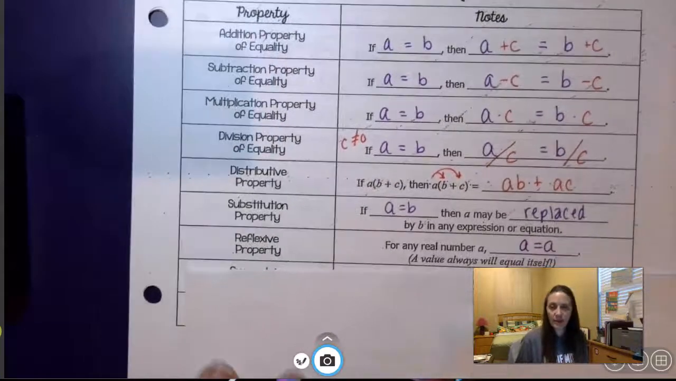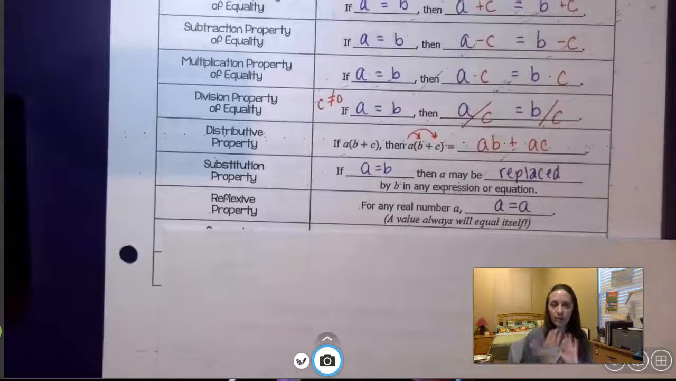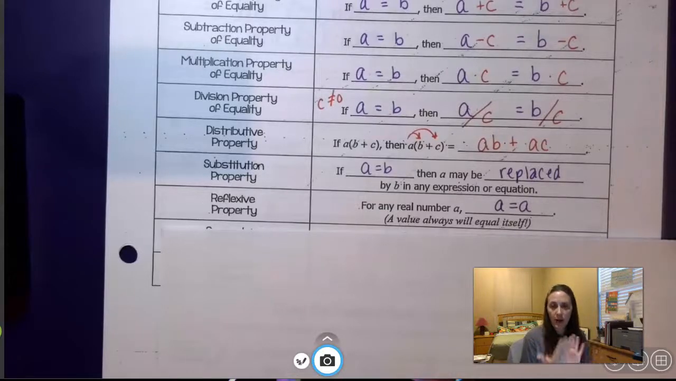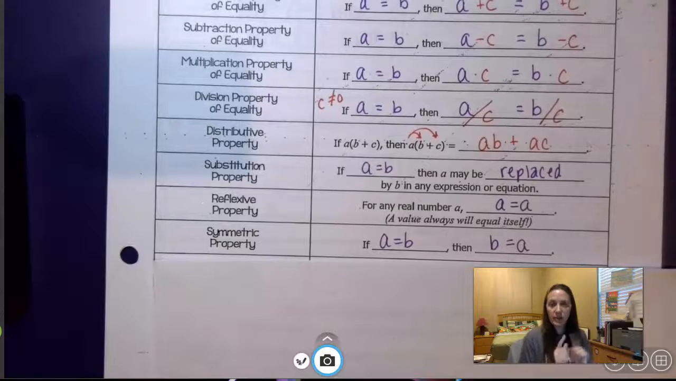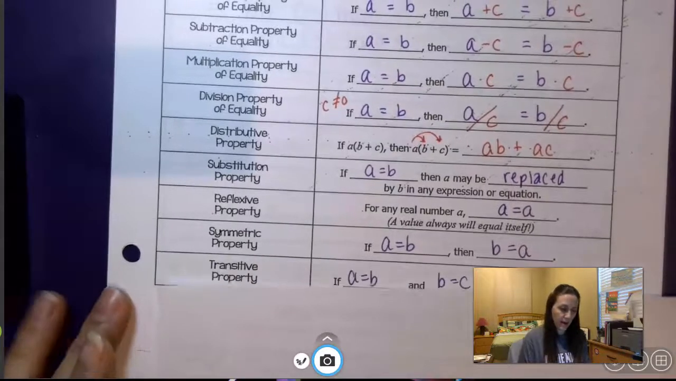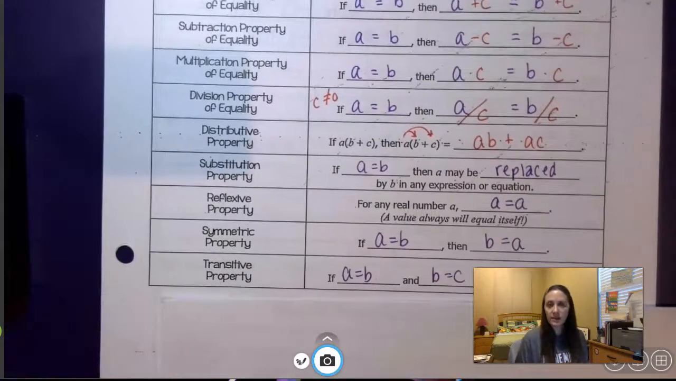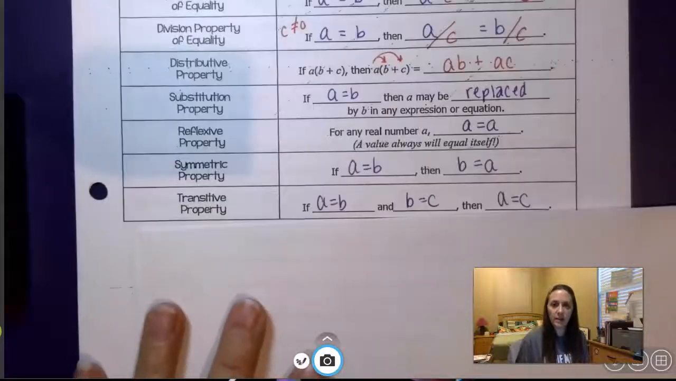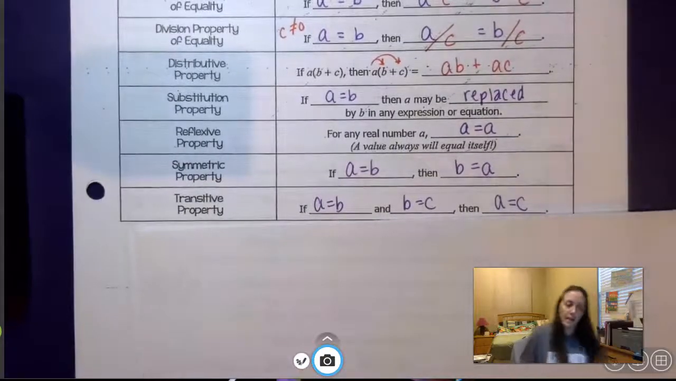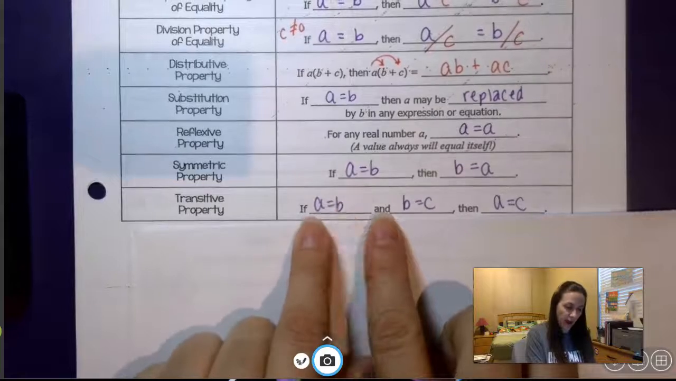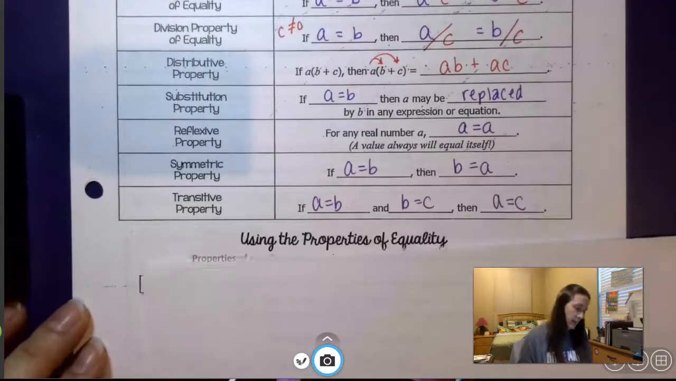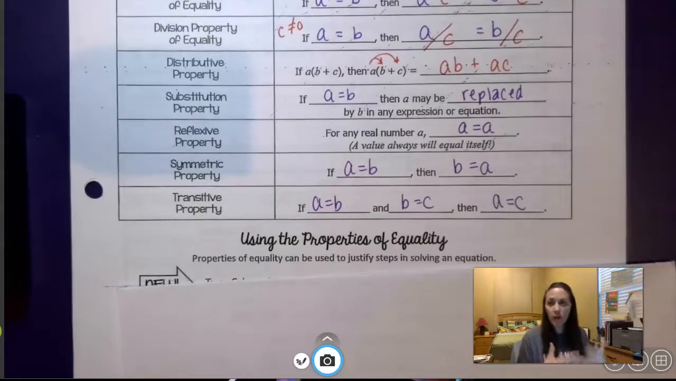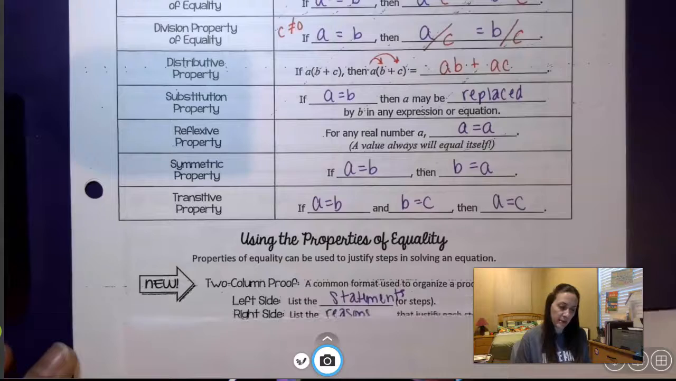Reflexive property is like a mirror. So if you have a mirror, reflexive is when you see yourself in the mirror, so A equals itself. Symmetric is when it switches, so if A equals B, then B equals A. And our transitive, this one's kind of like the syllogism that we did the other day. If A equals B and B equals C, then A has to equal C. So you know that because that's our syllogism or transitive property. We're going to use these, and those are all algebra properties. Most of you already know them. We are going to use properties of equality now.